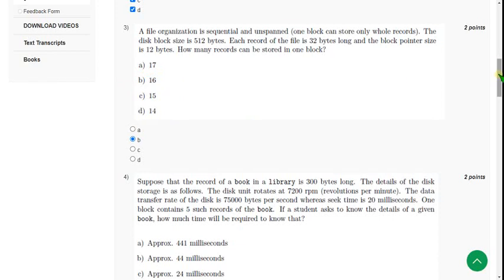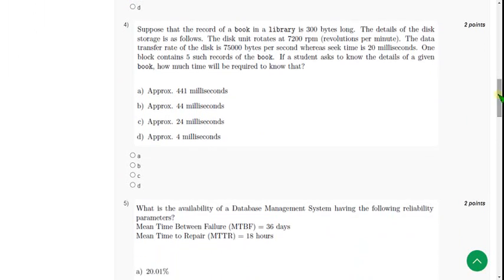And moving on to the 4th question, here the transfer rate is 75,000, and the disk unit rotates at 7200 RPM, which means revolutions per minute. If we want to calculate the time in milliseconds, 1 minute is equal to 60 seconds. So 60 by 7200 into 1000, so that we will get it in terms of milliseconds.